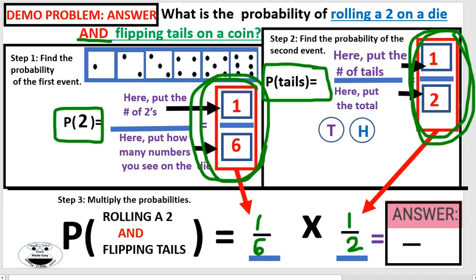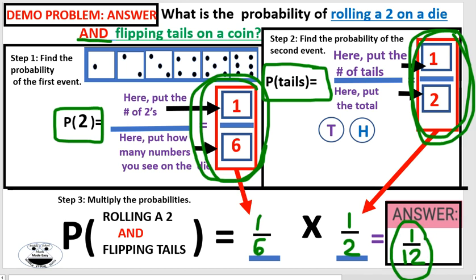You can multiply the fractions using the rule for multiplying fractions, or you can use decimals and get your answer as a decimal. Your answer could be a decimal, percent, or a fraction. I'm going to multiply fractions. 1 times 1 is 1, and 6 times 2 is 12. So my answer is 1 out of 12. What is the probability of rolling a 2 on a die and flipping tails on a coin? 1/12.